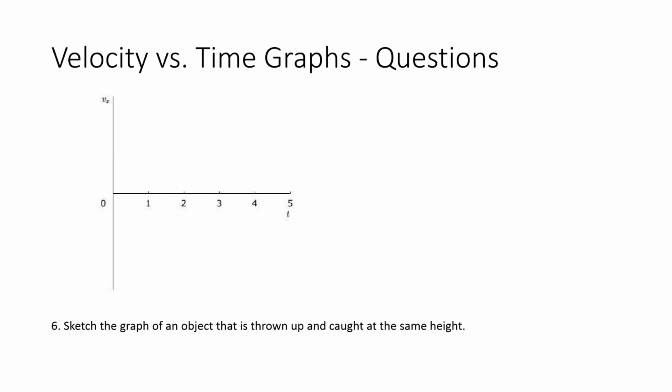Okay. Sketch the graph of an object that is thrown up and caught at the same height. Right, so this one, again, we're throwing it up to begin with. We'll assume that's the positive direction. So it's going to start with a positive velocity again, and acceleration due to gravity is down, so it's going to be negative. So it's going to look very similar to what we did last time. It starts with a positive velocity and has a negative acceleration, and it's going to have to cross the axis, and once it crosses the axis, it's coming back down, and then ends up on the other side there.